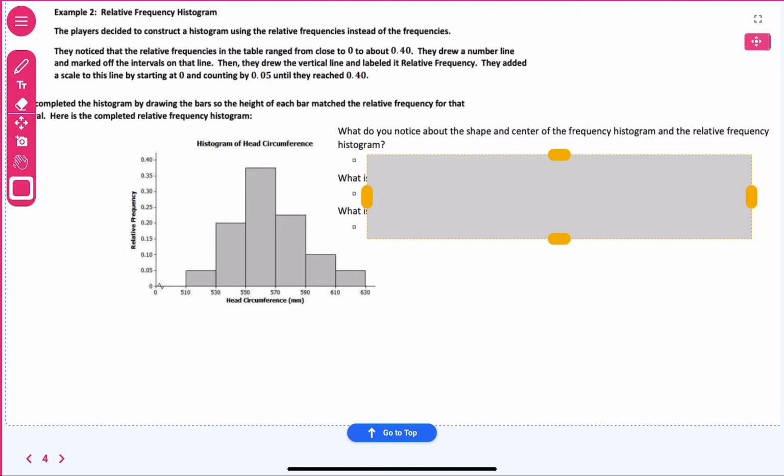So they decided to construct a histogram using the relative frequencies instead of the frequencies. They noticed that the relative frequencies in the table range from close to 0 to about 40 hundredths. They drew a number line and marked off the intervals on that line. Then they drew the vertical line and labeled it relative frequency. They added a scale on this line starting at 0 and counted by 5 hundredths until they reached 40 hundredths.